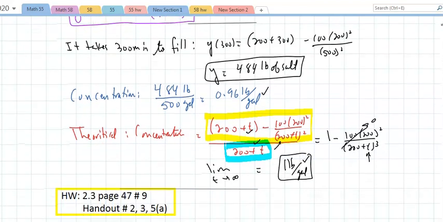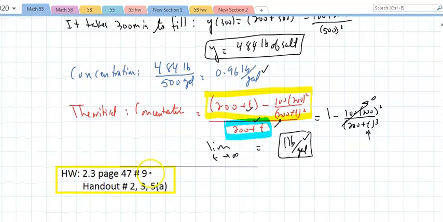Now, the homework, in the book, you're going to do number 9, and on the handout, you're going to do number 2, 3, and 5a. And that concludes this section.